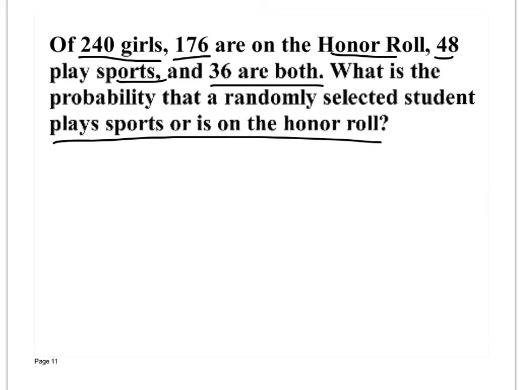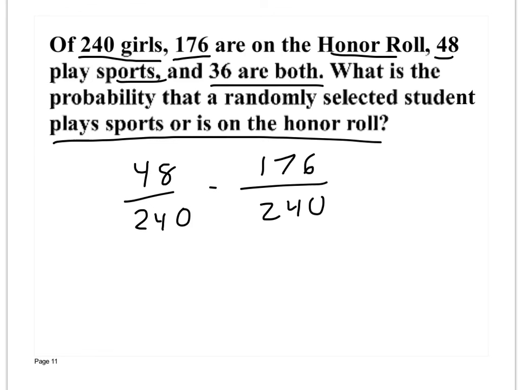So, what's the probability of a girl that plays sports? How many play sports? 48 out of how many? 240. What's the odds of being on the honor roll? 176 out of 240. What we do is we add those, but then we subtract the chance that they're on both. How many are both? 36 out of 240. Because how can you select someone twice? Right, you can't. So that's why you got to subtract those.